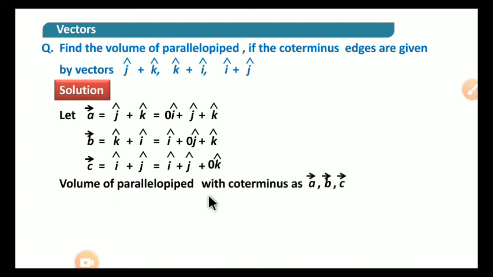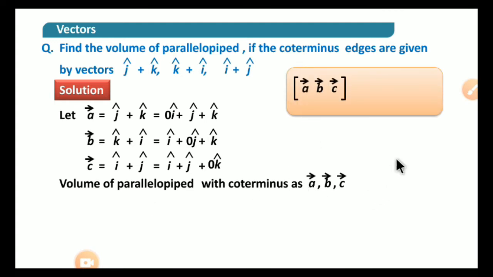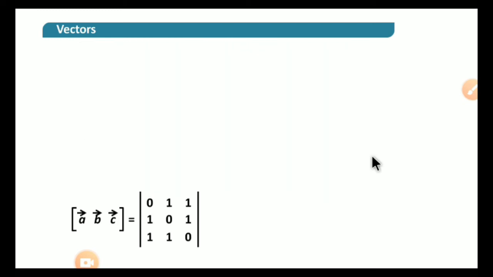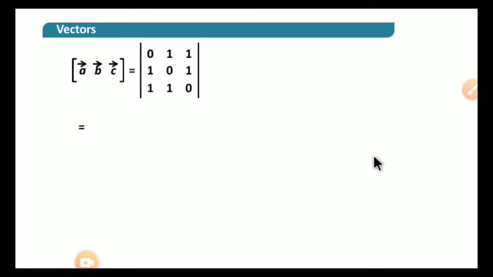Then the volume of the parallelepiped with the coterminous edges A, B, C is given as the box product of vectors A, B, C. So this will be equal to the determinant A1, A2, A3, B1, B2, B3 and C1, C2, C3. Now consider the box product of A, B, C, because these three are the coterminous edges of a parallelepiped. So this will be equal to the determinant 0, 1, 1, 1, 0, 1 and 1, 1, 0.